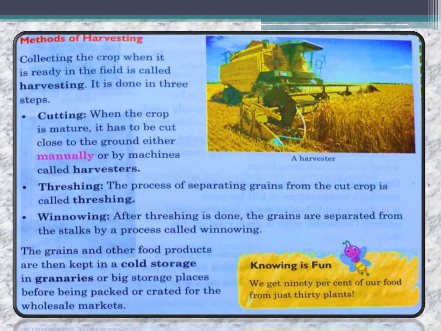Then the second step is threshing. What is threshing? Threshing is actually the process of separating grains from the cut crop.